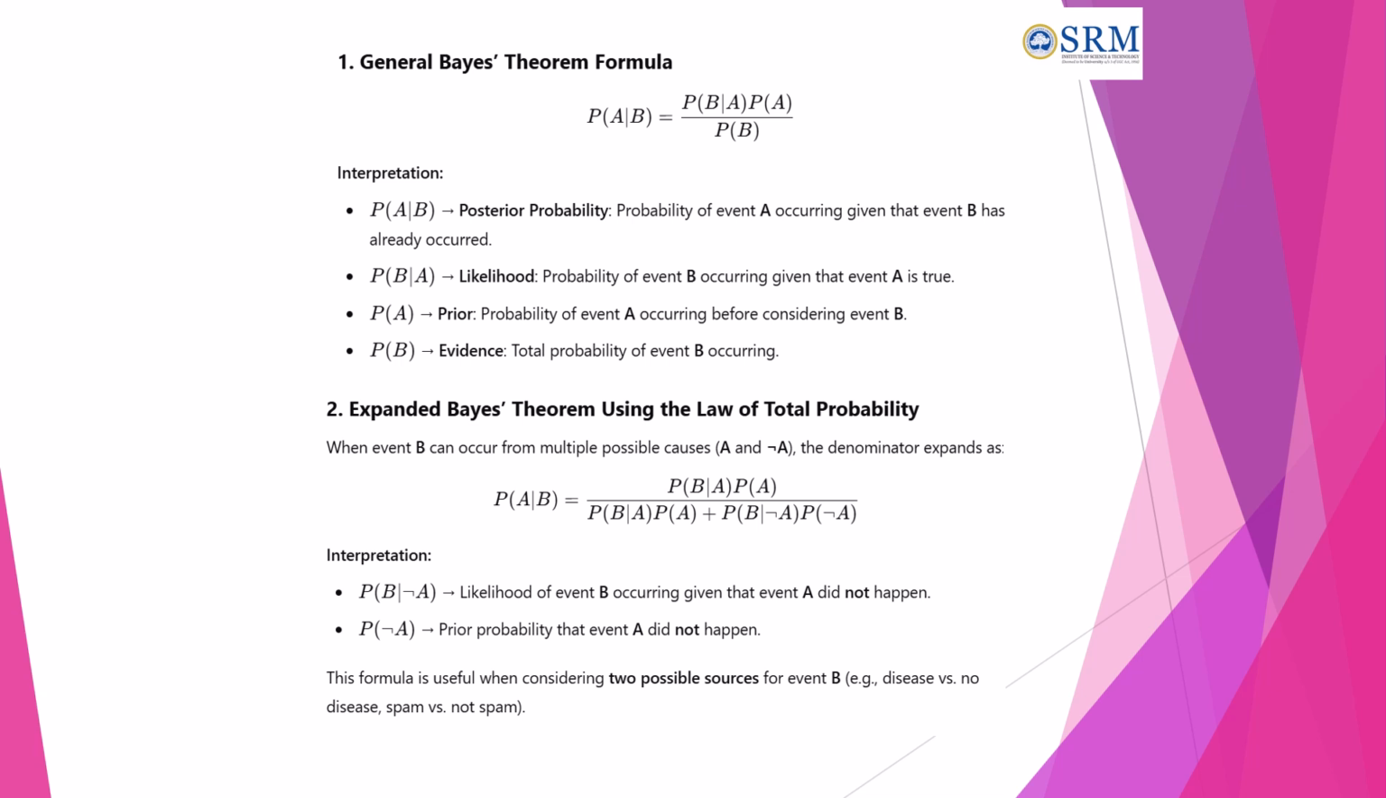When B can happen for multiple reasons, like A or not A, we use an expanded version: P(A|B) = P(B|A) × P(A) / [P(B|A) × P(A) + P(B|not A) × P(not A)]. This version helps us evaluate competing explanations for B, like whether a test result is due to a disease or not. Bayes' theorem is widely used in medicine, machine learning, and decision making under uncertainty.